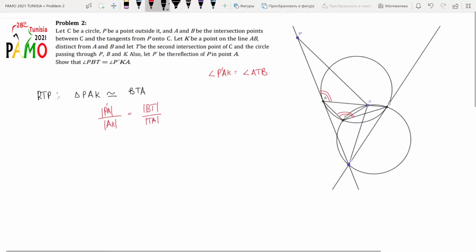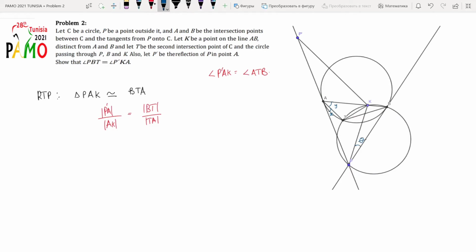So first of all, we're going to introduce some angles now. Let me clean out this thing. Red angles here. Let's call this angle here angle X. Let's call the angle here angle Y. This angle here is angle theta.